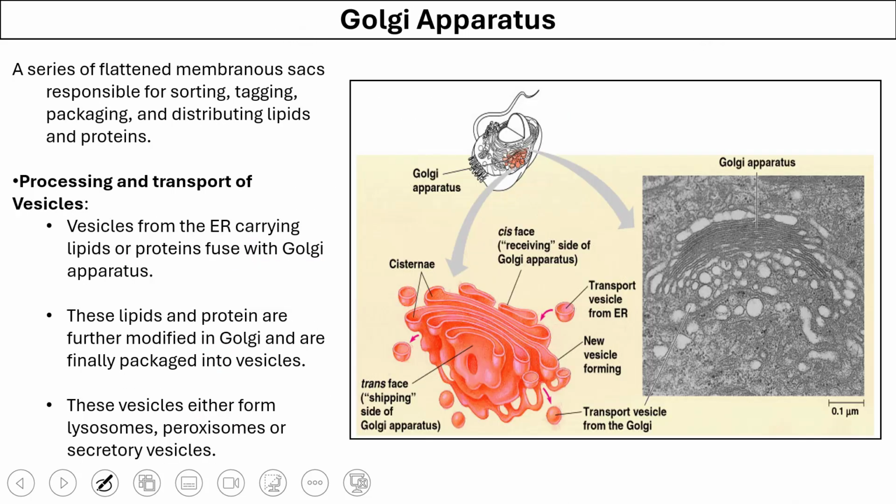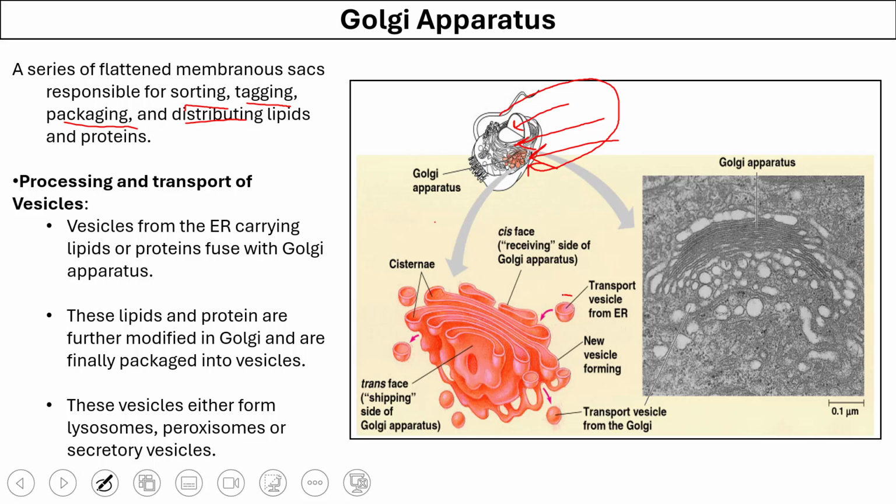Now let's say this is the nucleus. From the nuclear membrane extends the endoplasmic reticulum, and next membranous fold like structure is called the Golgi apparatus. So from the endoplasmic reticulum, once the proteins have been modified, they eliminate as the vesicles, and these vesicles enter the Golgi for further sorting, tagging, packaging, and distribution of proteins and lipids.